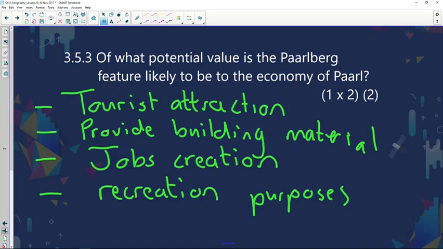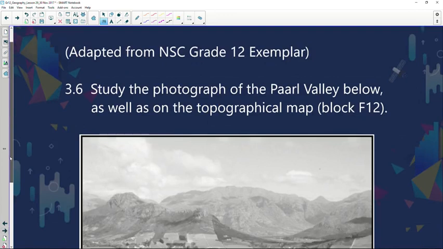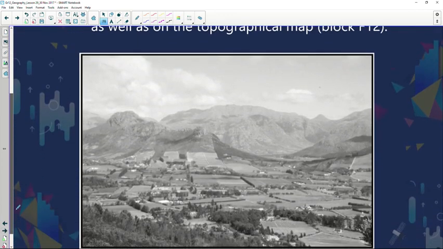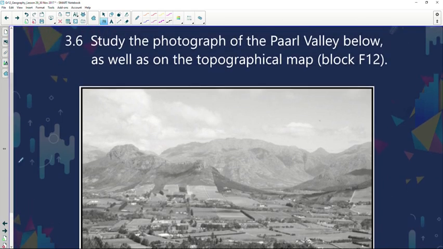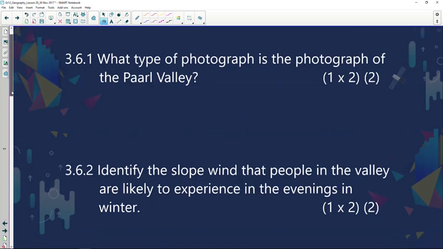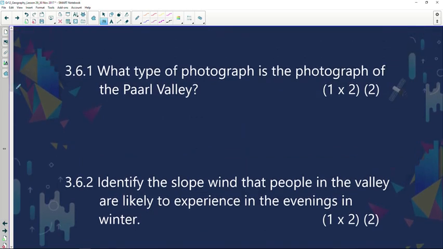Now there you can see, we basically studied the photograph of the Paarl Valley. As you can see, Paarl is situated inside the valley, surrounded by massive mountains, in block F12. Now the first question: what type of photograph is the photograph of the Paarl Valley? You learned about that in grade 9, and that will be an oblique photograph, a photograph from the side.